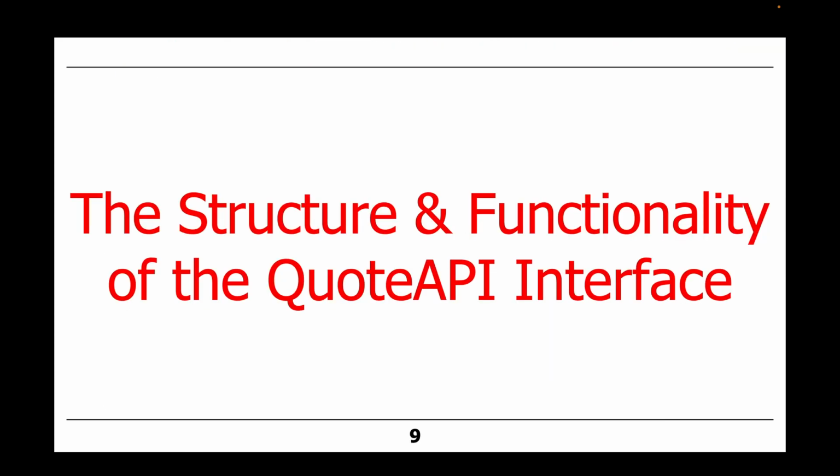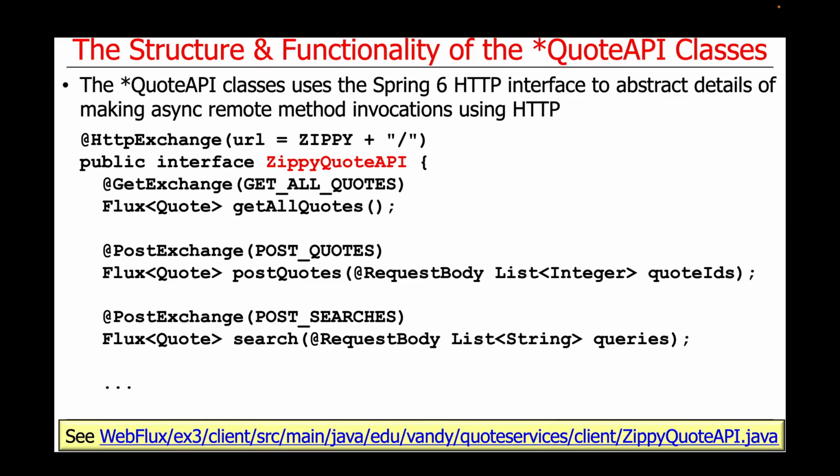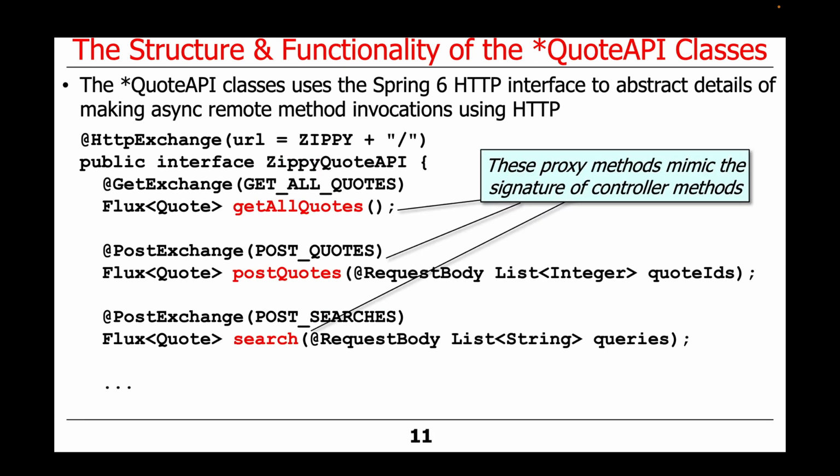So let's now go ahead and take a look at the QuoteAPI interface. So we have a couple of different implementations here. One's for the Zippy Quote API, one's for the Handey Quote API. So we'll take a look at the Zippy Quote one first in a bit more detail. So this uses the so-called Spring 6 HTTP interface to abstract away the details of making async remote method invocations using HTTP. And here's what we do.